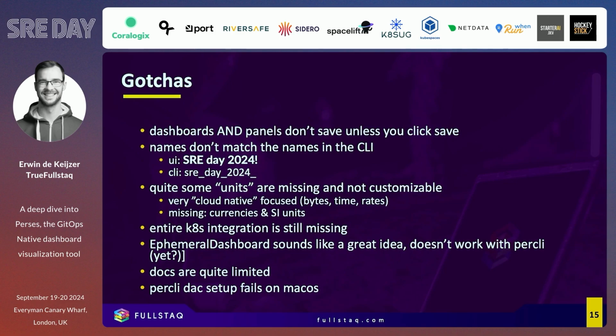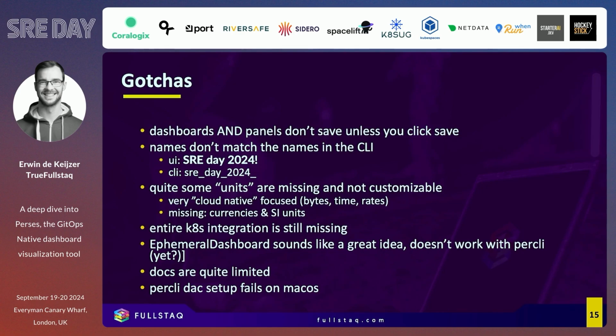They also have a thing called the ephemeral dashboard, which sounds like a great idea if you're using it in your CI, because it allows you to create a temporary dashboard that, for example, could be created with a pull request. You just create a temporary dashboard with the dashboard that you want to merge, and it will automatically get cleaned up. But when I tried to make it work, I couldn't. So it was a weird experience.